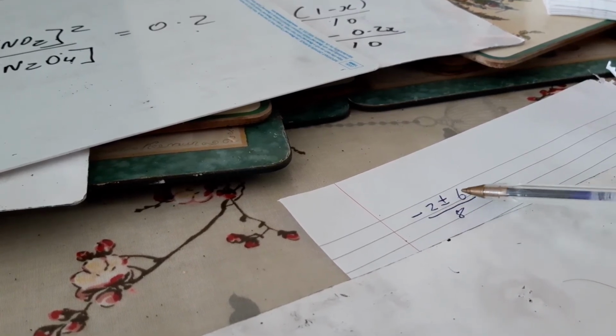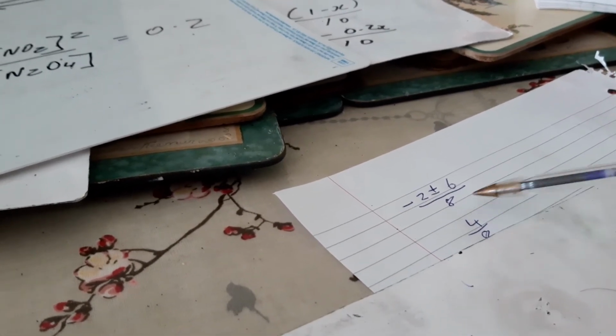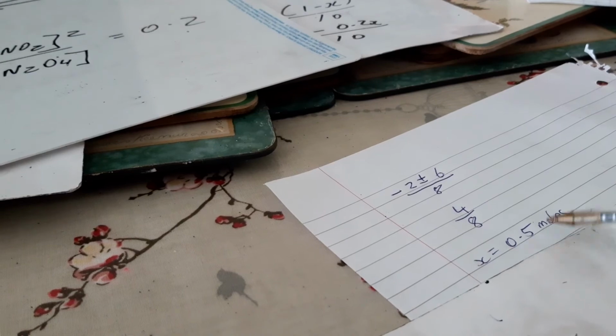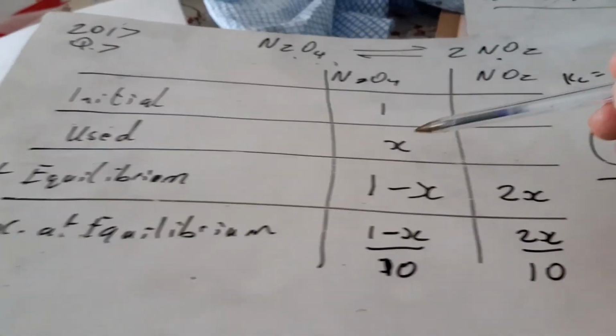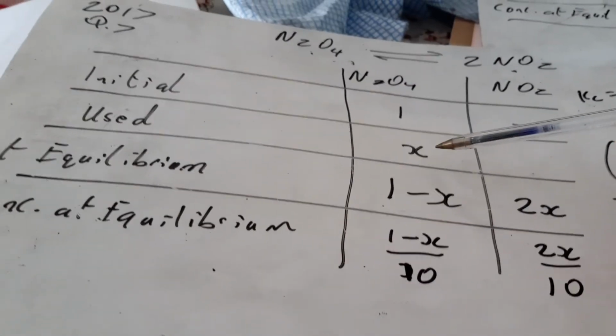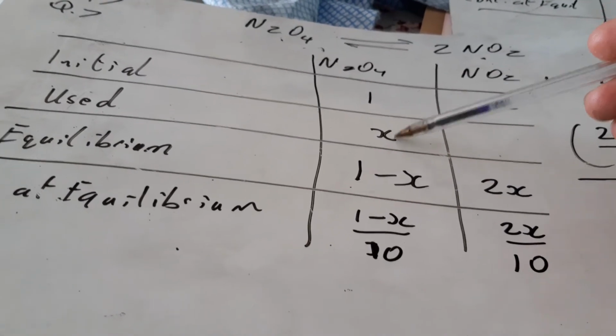It's going to be plus 6. So minus 2 plus 6 is 4. 4 divided by 8 is 0.5. So I've found x. x is 0.5. And just a reminder what x is, go back to our table. x is the concentration of N2O4 that was used up. So that's 0.5 moles.